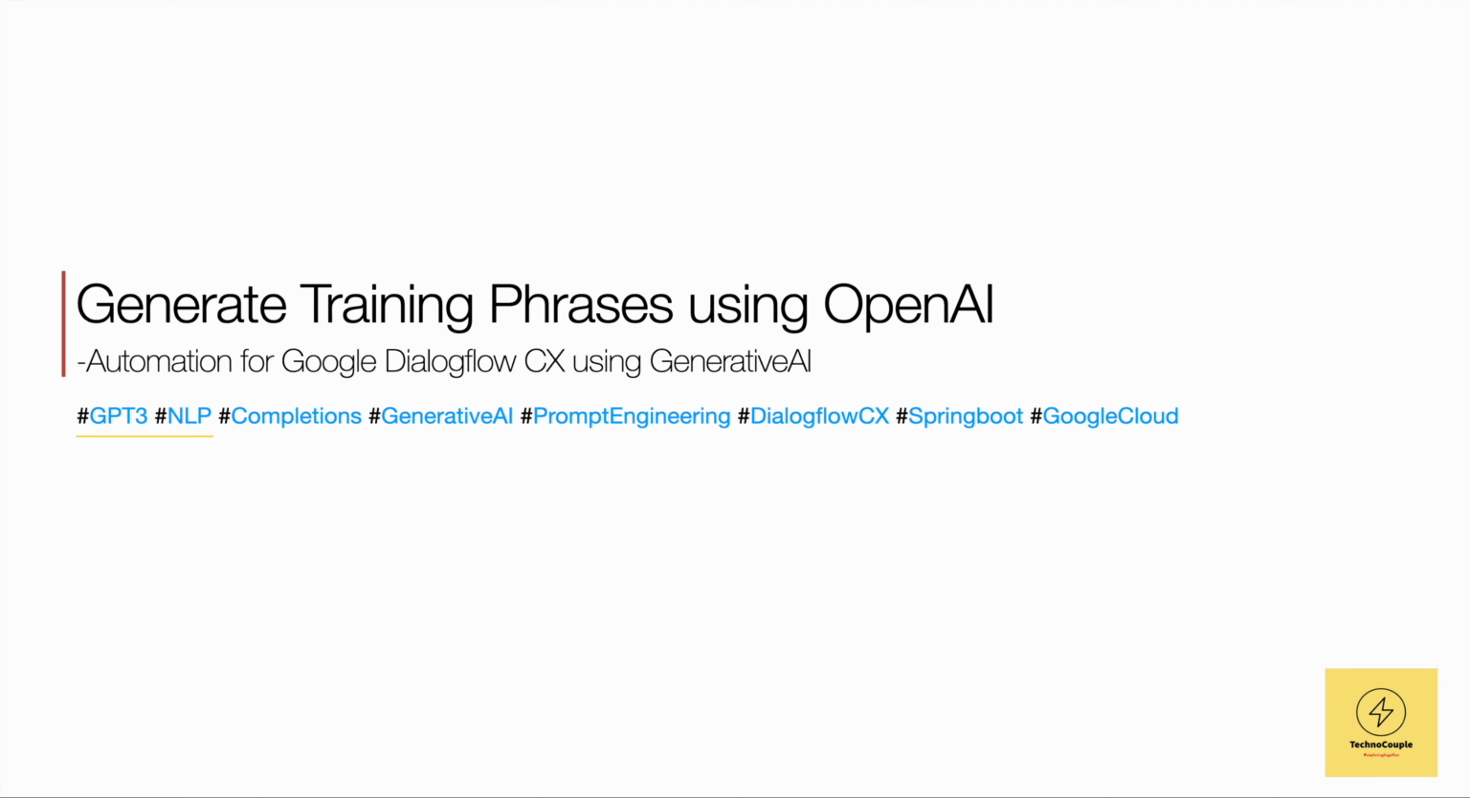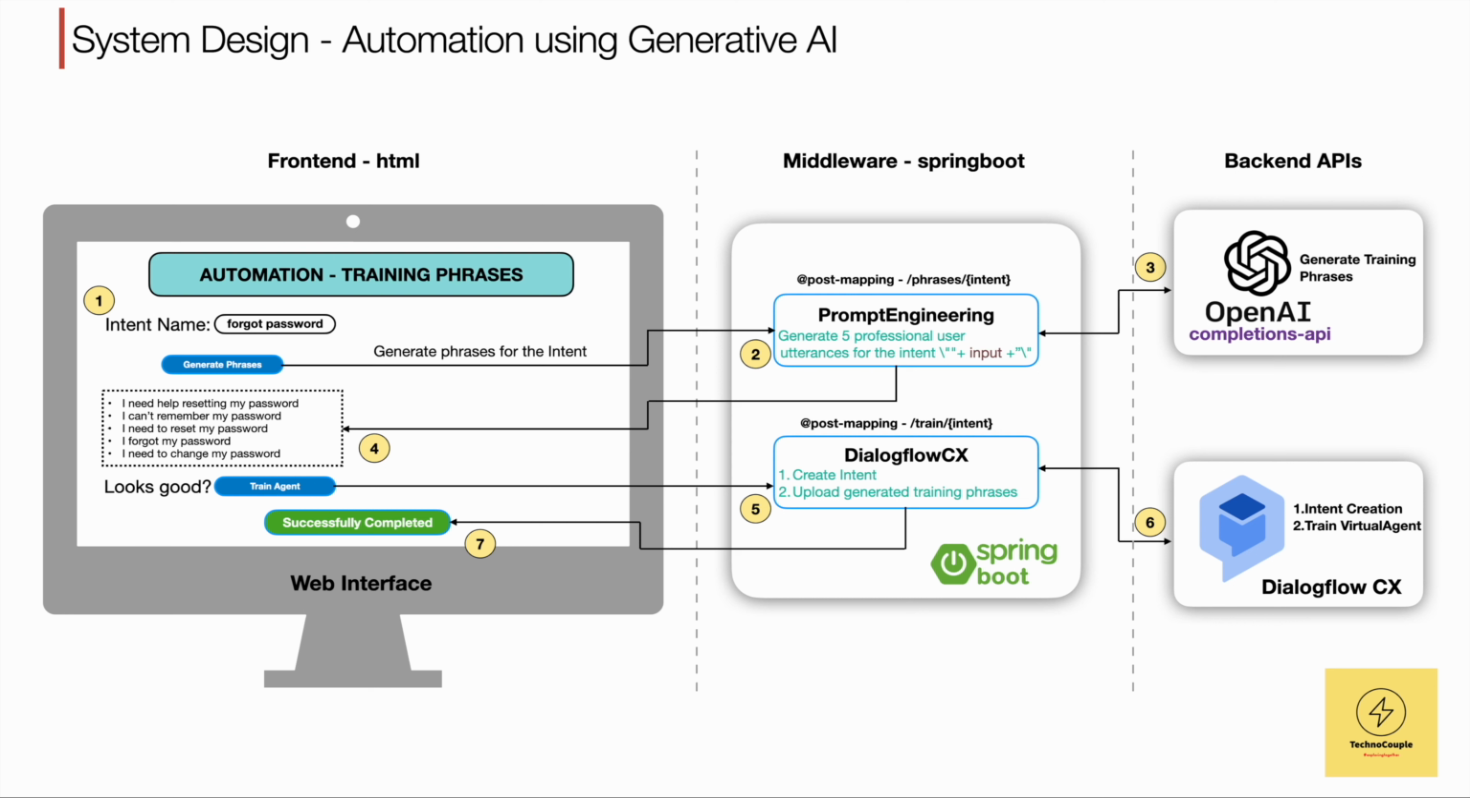So what is it that we have done? We have automated the process of Dialogflow CX intent and training phrase creation using generative AI. In our case, generative AI is provided through OpenAI's completions API.